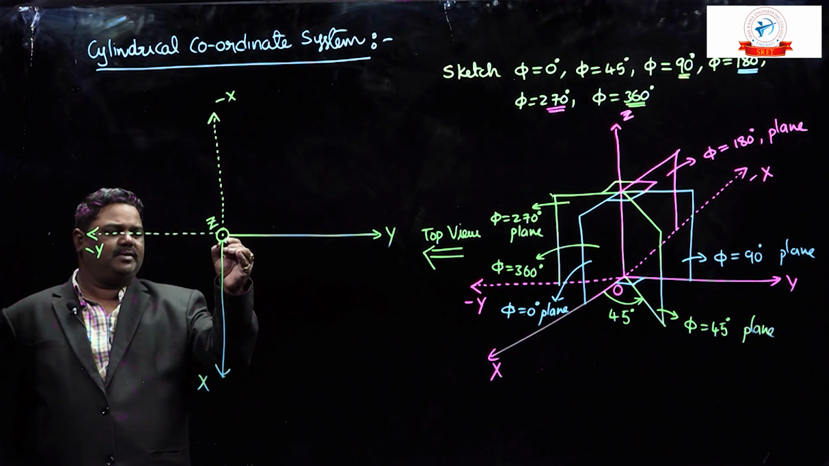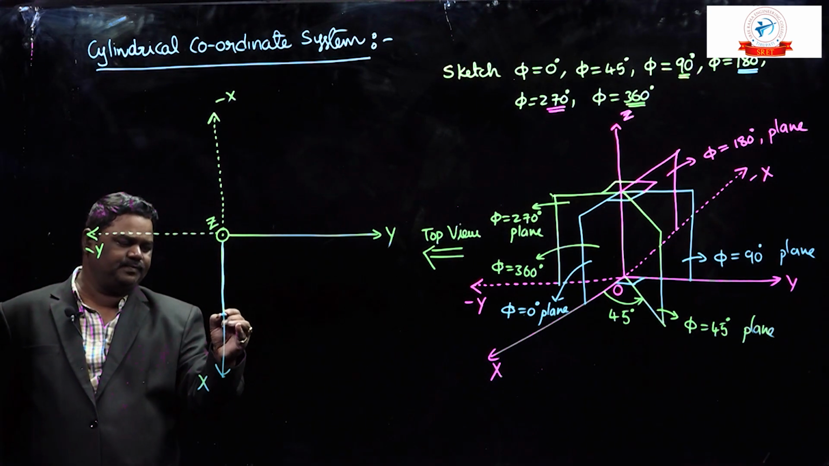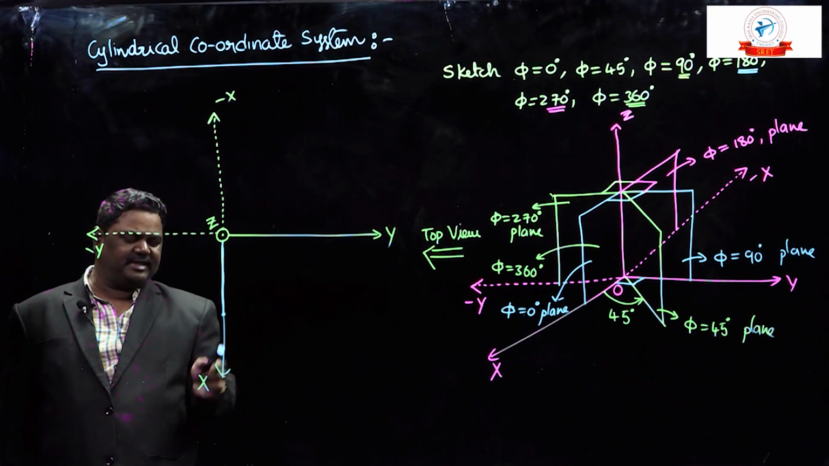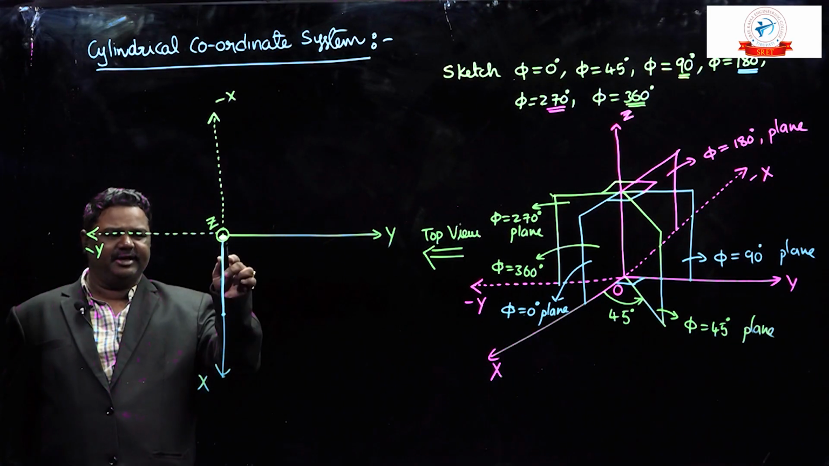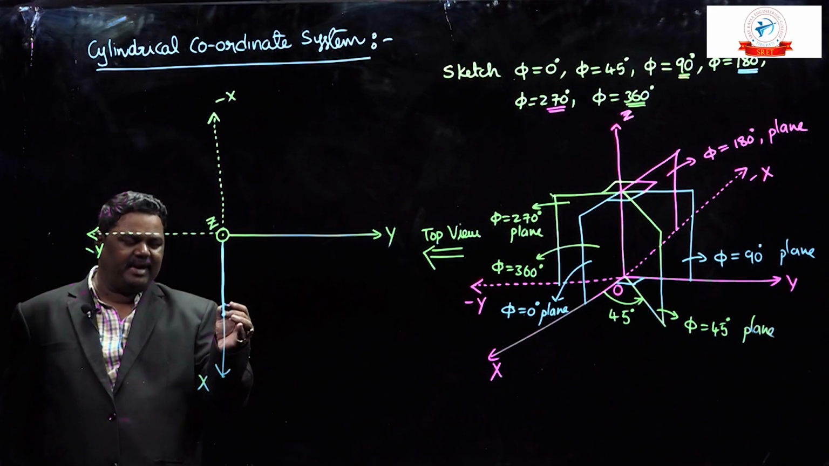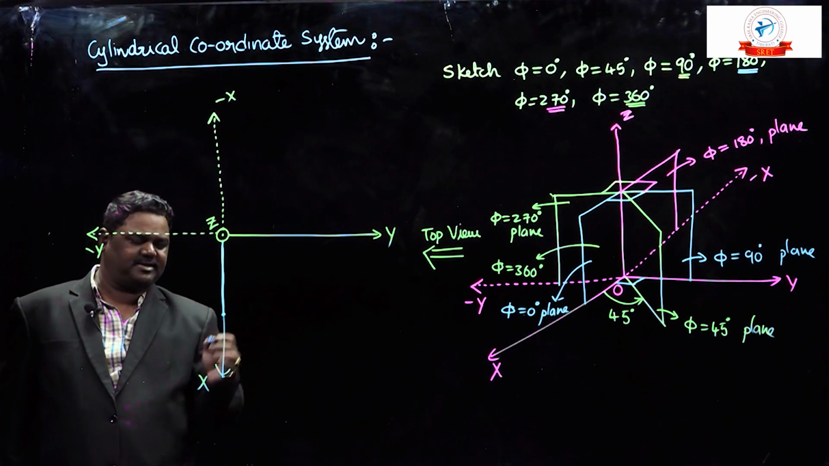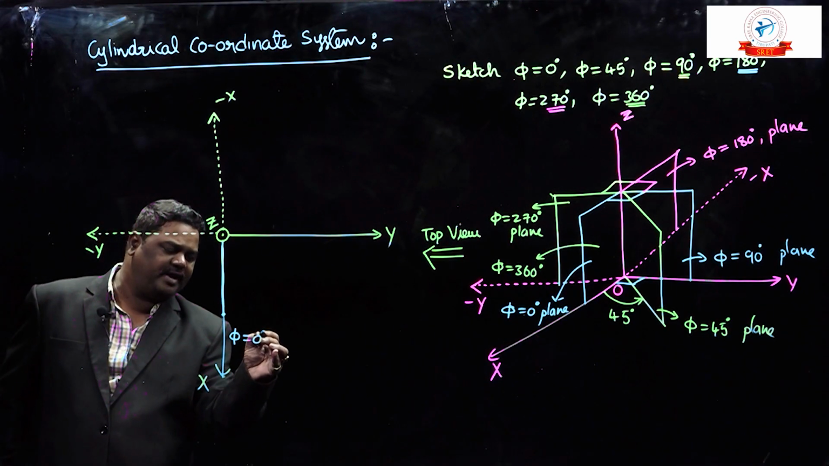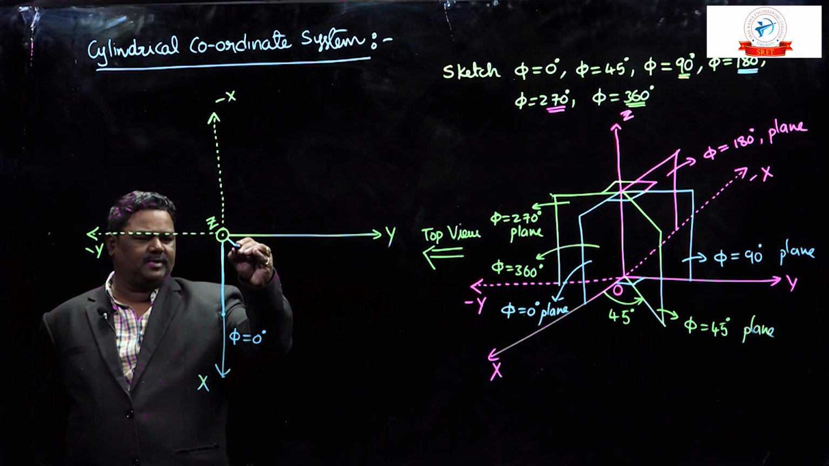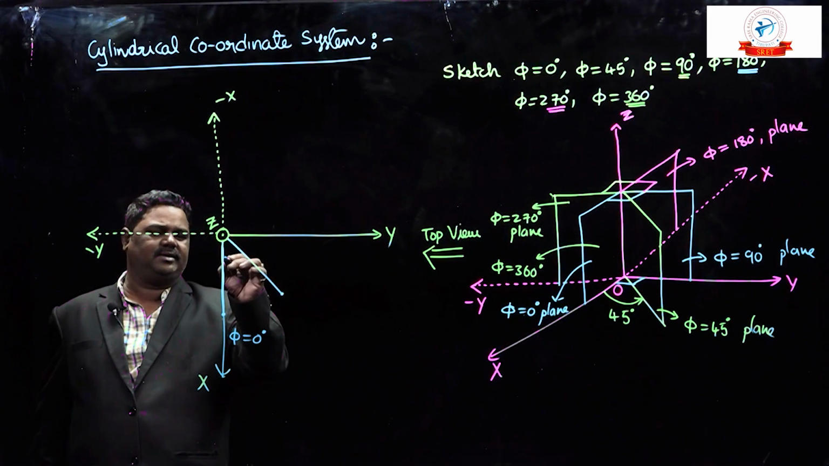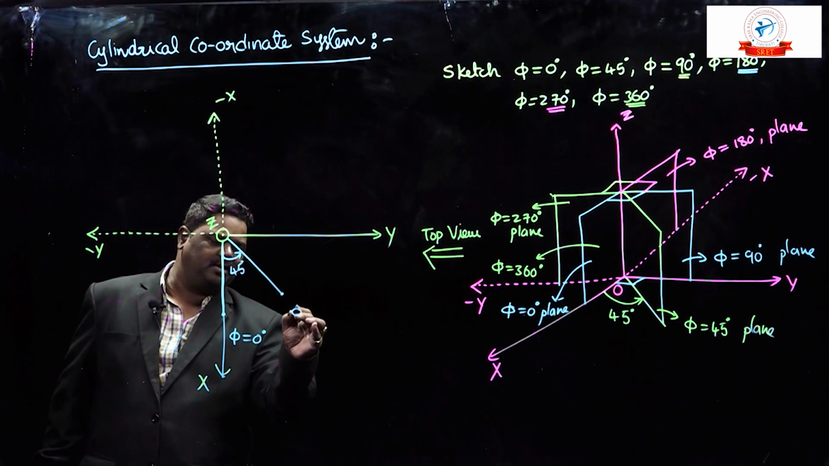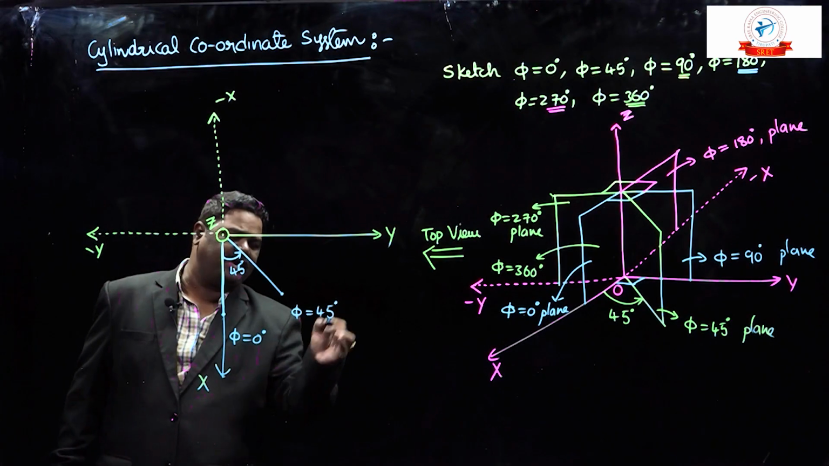So in the top view, the plane looks like a line. Okay, if plane is on x axis, in the top view, plane looks like a line. Okay, when plane is on x axis, it makes 0 degrees with x axis. Okay, so this is called as phi is equal to 0. Okay, similarly, when plane makes 45 degrees with x axis, then it is called phi is equal to 45 plane.